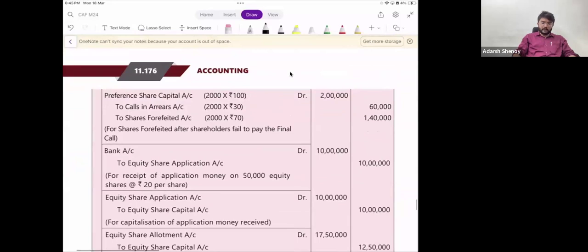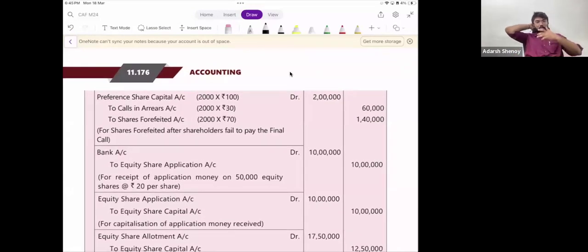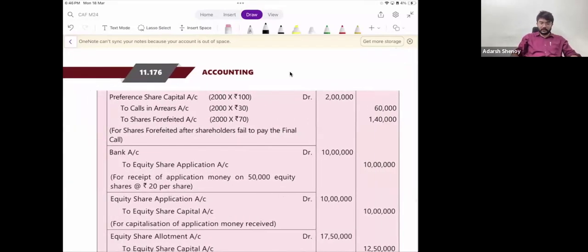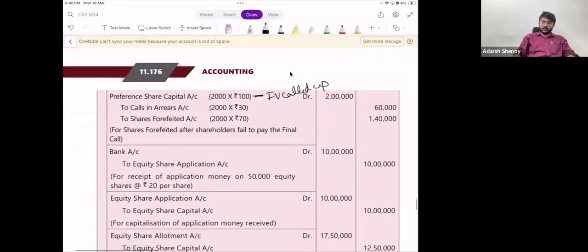So next, preference capital account debit, 2 lakhs. This is for cancelling those 2,000 shares. Because they did not pay the final call money, we are forfeiting the shares. Again, something that we have already discussed. Preference capital account is debited with the face value called up. So it's fully called up shares. Earlier, it was partly called up over here. Only 70 rupees was called up. But then we made the call for the remaining 30 rupees as well. So it becomes fully called up. So 100 into 2,000, 2 lakhs.